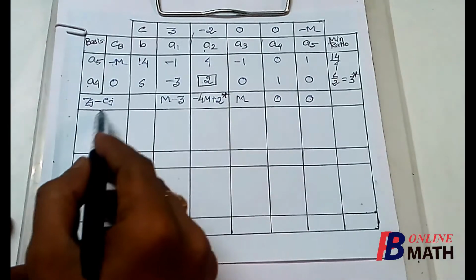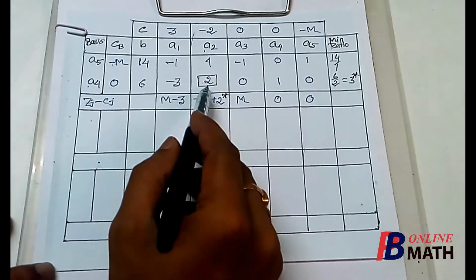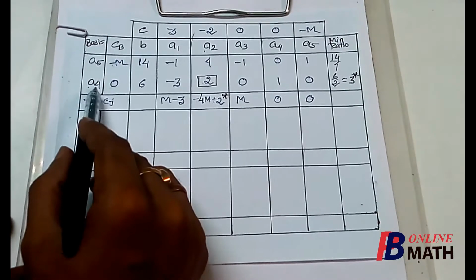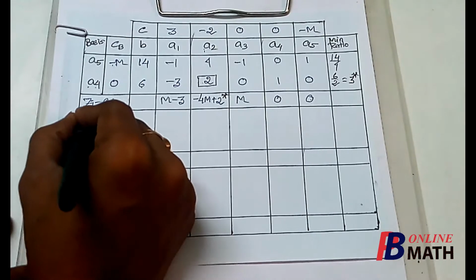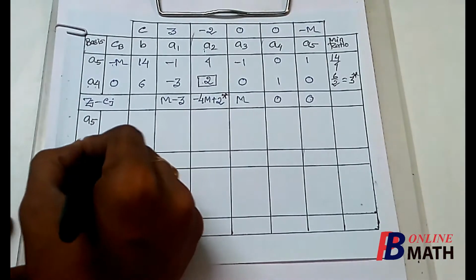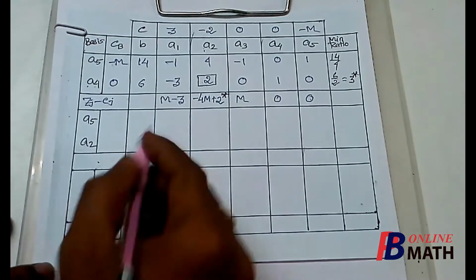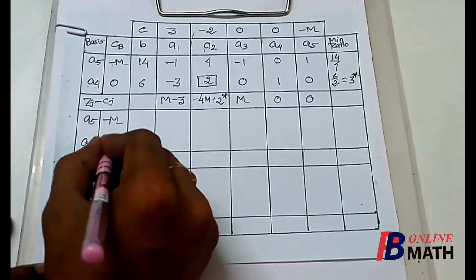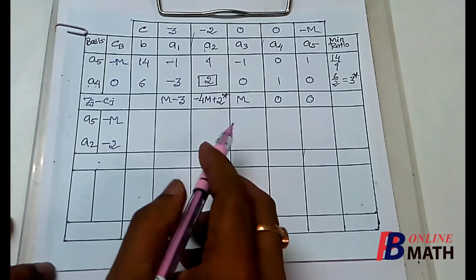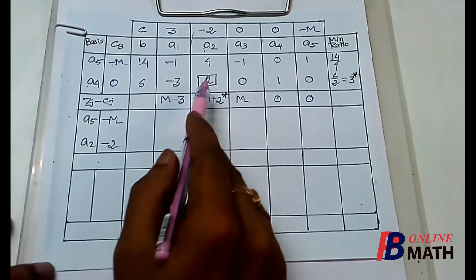So now we write the new basis vectors. In the new basis, the vector a4 will be replaced by the vector a2. So the new basis vectors are a5 and a2 with corresponding cost values minus m, and the cost value of a2 is minus 2. Now we apply row operations.